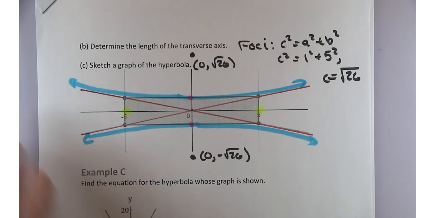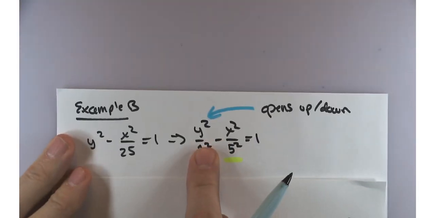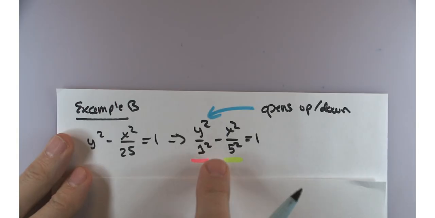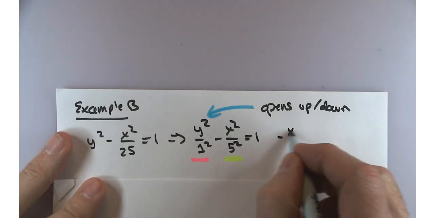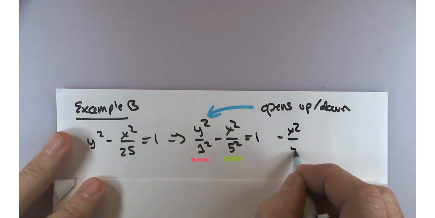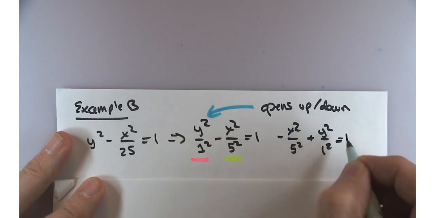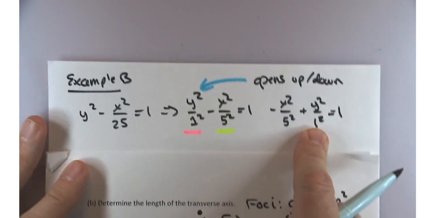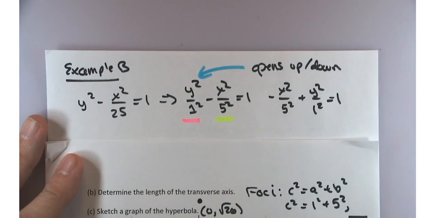Great. Ellie? How do we know that it's on the y-axis and not the x? Great question, because you had a positive y squared term when we had it in our standard form. Even if I mix this up, if I rewrite it as negative x squared over 5 squared plus y squared over 1 squared, it's your y squared term that is the positive one, so that's why it's going to open up and down as opposed to left and right.